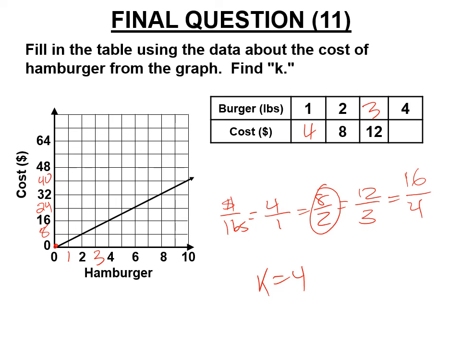So now let's make sure we can see that on the graph. 1 went with 4, we can see that halfway. 2 went with 8, 3 went with 12, halfway between 8 and 16, and 4 went with 16.